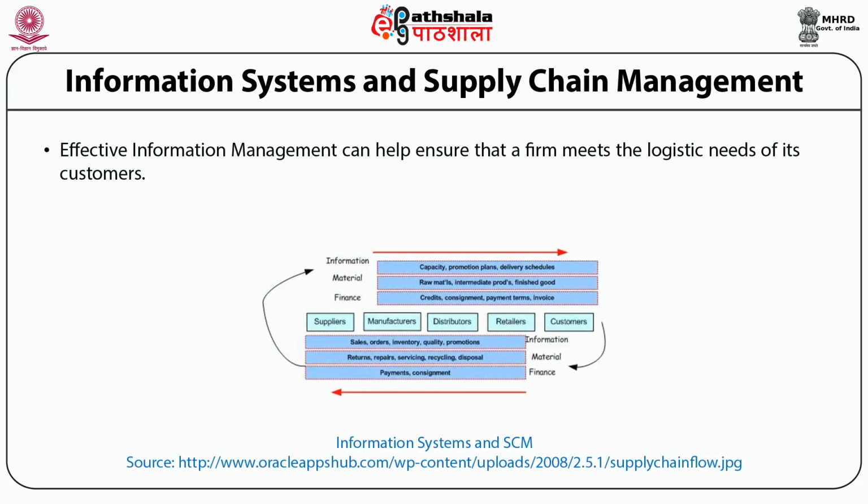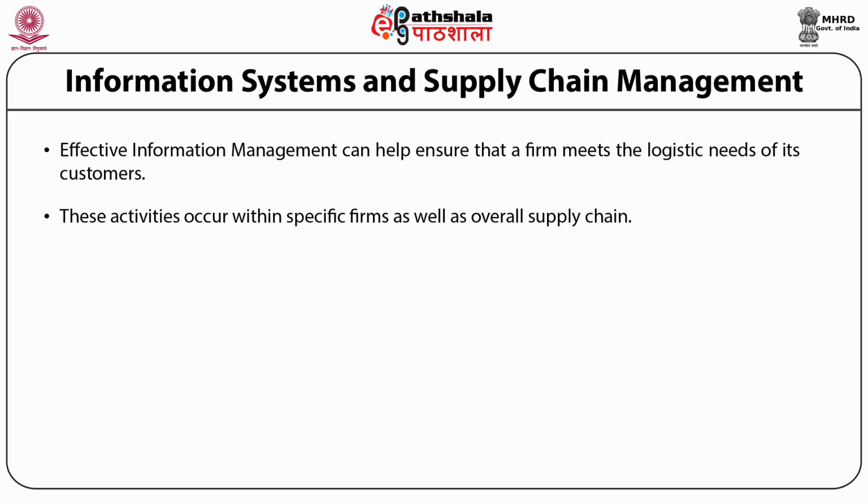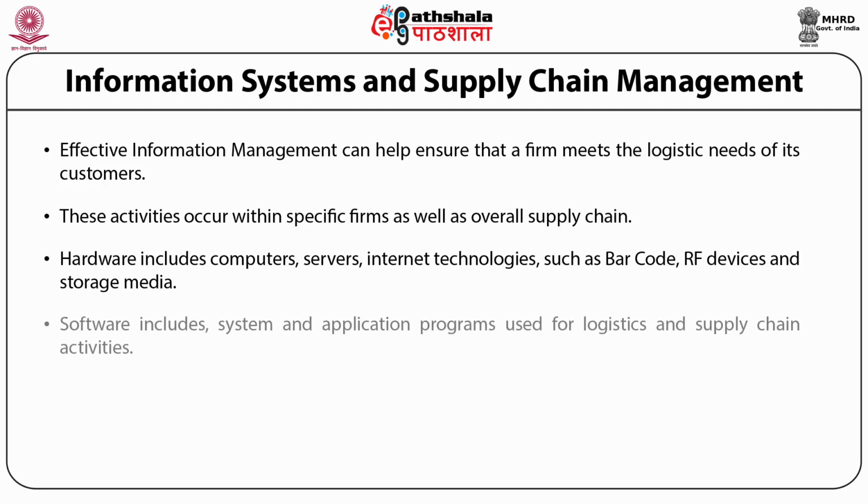Effective information management can help ensure that a firm meets the logistic needs of its customers. Logistic information systems combine the hardware and software to manage, control, and measure logistic activities. These activities occur within a specific firm as well as across the overall supply chain. Hardware includes computers, servers, internet technologies such as barcode, RFID devices, and storage media. Software includes systems and application programs used for logistic and supply chain activity.